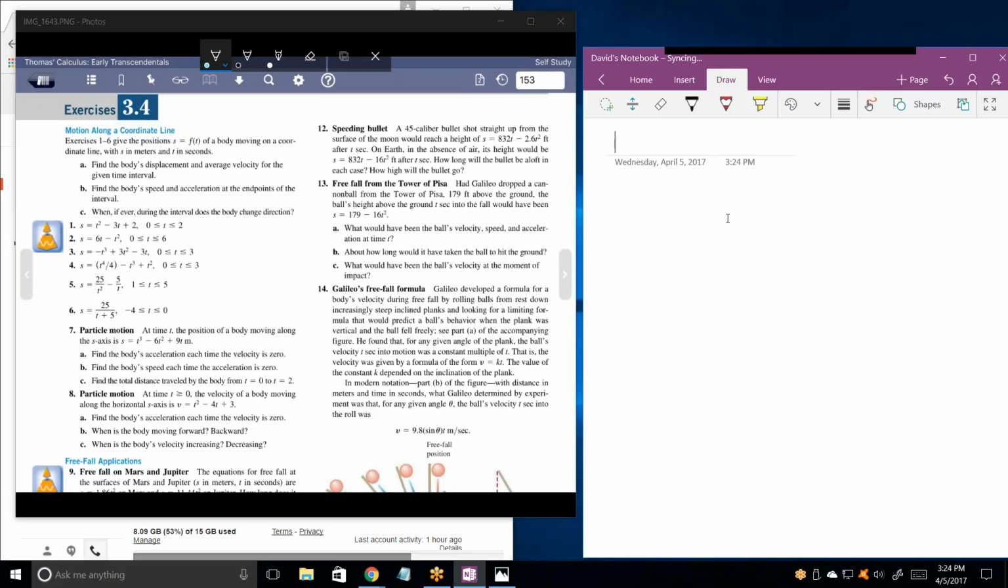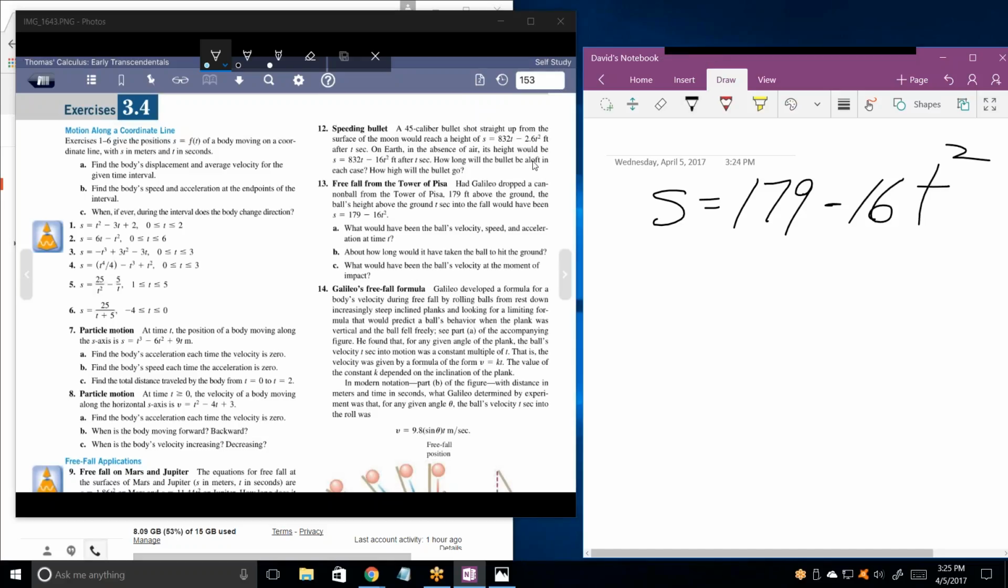Okay. Again, these are vertical. Vertical is a little different than horizontal because vertical always has gravity affecting it, whereas a particle moving along the x-axis is just moving back and forth, so gravity isn't part of it. But the key thing on number 13 is this function right here. Notice again the 16, because we're on Earth.